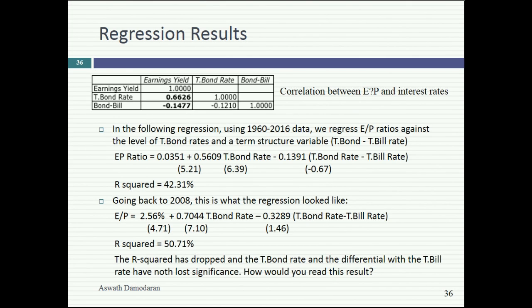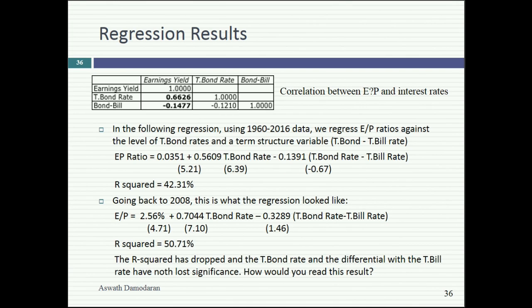But I'm going to go further. I want to be able to tell you today whether stocks are too high or low, given where rates are now, right? So what I did was I ran a regression of earnings to price ratios against the T-bond rate and the difference between the T-bond rate and the T-bill rate. Let's read that regression. For every 1% increase in T-bond rates, the earnings to price ratio increases by 0.56%. And for every 1% increase in the slope of the yield curve, earnings to price ratios decrease by 0.14%.